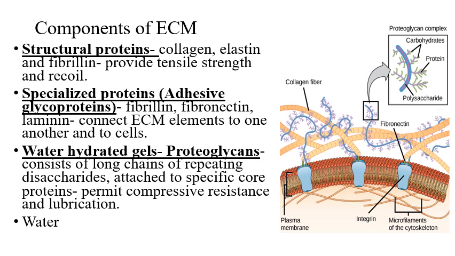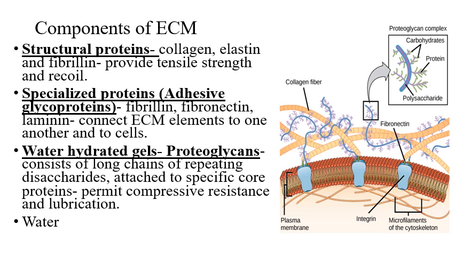Coming to the components of extracellular matrix, it is basically made up of three different types of proteins. The first one is called structural protein, and it includes collagen, elastin and fibrillin. Here you can see the collagen. The main function of collagen is to provide strength.